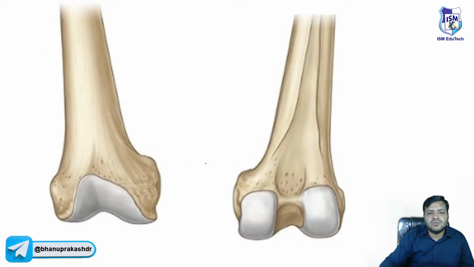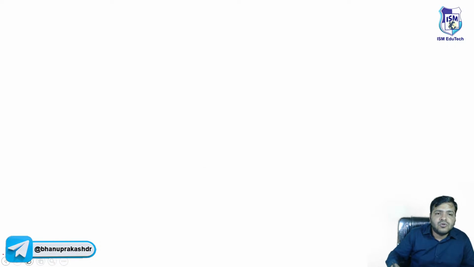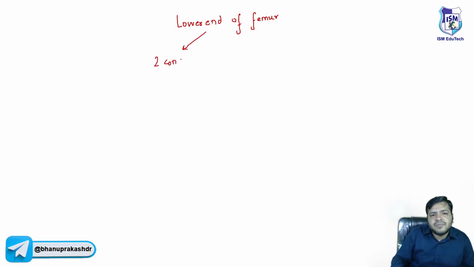If I make a flow chart, you already know we are discussing the lower end of the femur, and you are very well aware that it consists of two condyles, the expanded portion of the bone beta. We have the medial condyle and we have the lateral condyle.